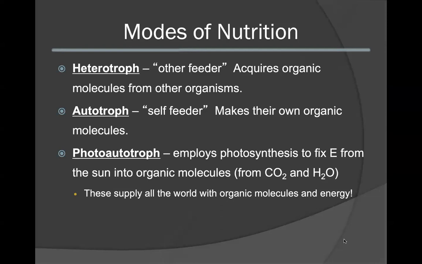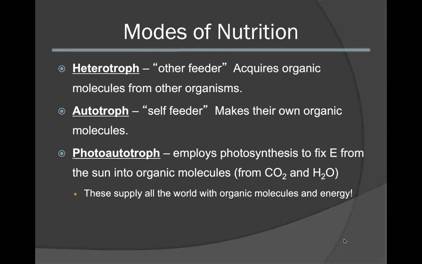An autotroph, on the other hand, is a self-feeder. This type of organism can make their own organic molecules to break down for metabolism. A photoautotroph is an autotroph that can employ photosynthesis in order to fix energy from the sun into organic molecules. This would be taking carbon dioxide and water molecules and converting it into some sort of sugar molecule.